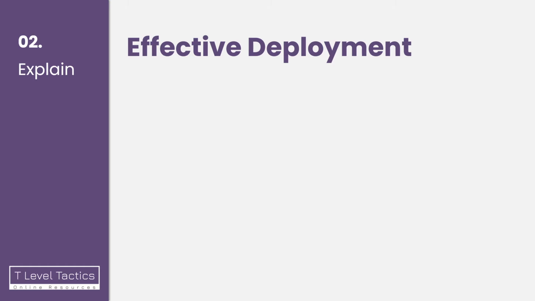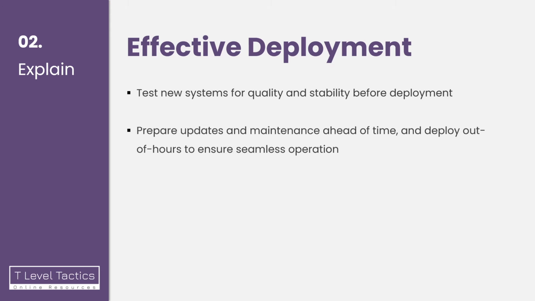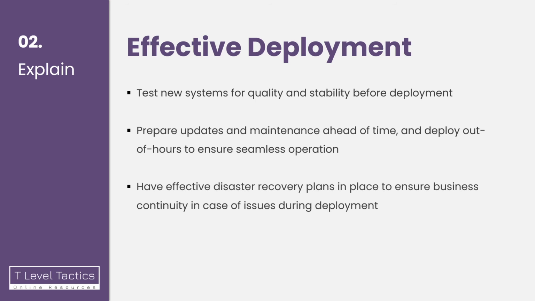We can also create value for users by testing any new systems, products and services for quality and stability before we deploy them out to the customer. If we need to do maintenance and updates, we can prepare these ahead of time and deploy them out of hours to ensure seamless operation and, again, minimize that downtime. And of course, around all of this, should something go wrong, we should have an effective disaster recovery plan to make sure the business can carry on working as normal while we resolve any issues. And we'll look again at disaster recovery plans in a later video in more detail.